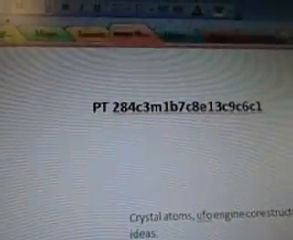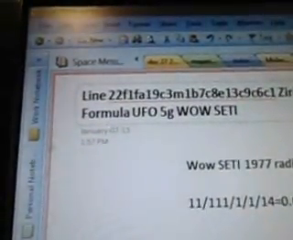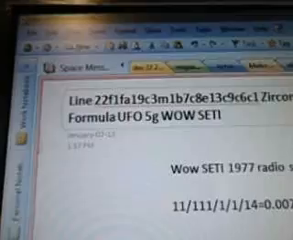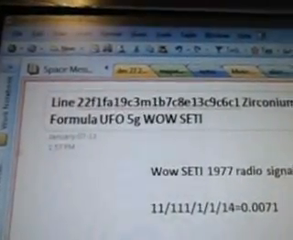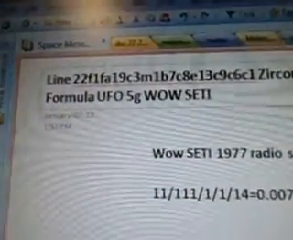Here's the next one. Part 284C3M1b7c8e13c9c6c1. So this is line 22f1fa19c3m1b7c8e13c9c6c1. Zirconium atom icosahedral formula UFO 5G Wow Seti.